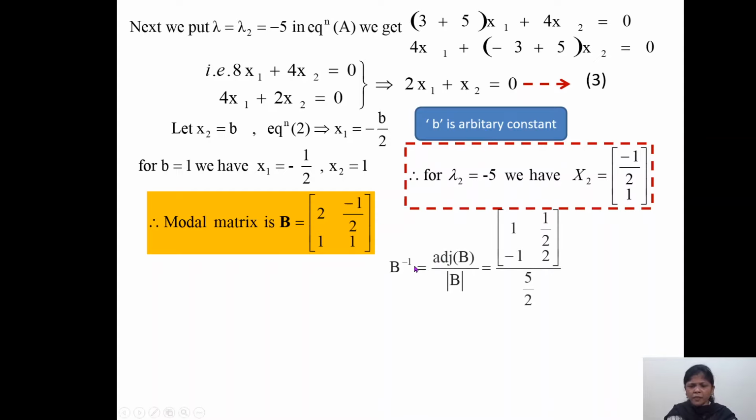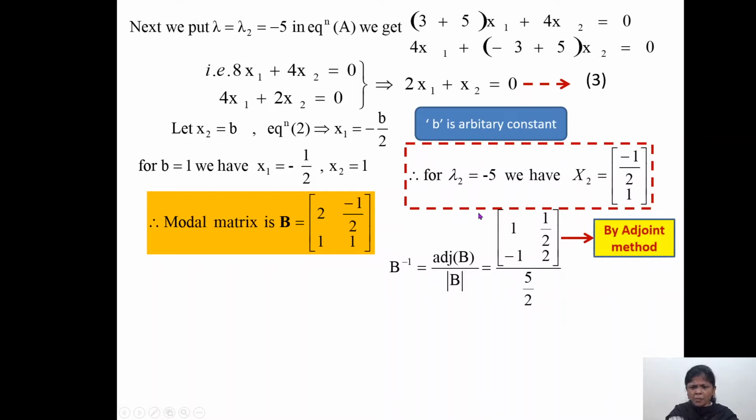So let us first find B inverse. B inverse is nothing but, according to the adjoint method, the adjoint of B upon the determinant of B. Now just recollect how to find the adjoint. We interchange the diagonal elements and change the sign of the remaining elements. So here you will find the change. And the determinant of B comes out to be 5 by 2.